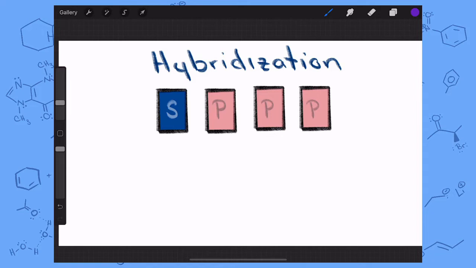So I have a blue piece of paper and 3 pink pieces of paper. And the blue represents the s orbital and the pink represents the p orbitals. All right, because hybridization is this concept that we use to explain how we get from s orbitals and p orbitals, which have very distinct shapes, to the geometries that we see in molecules like trigonal planar or tetrahedral.